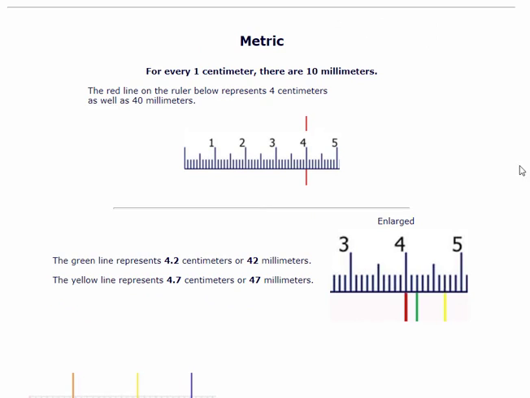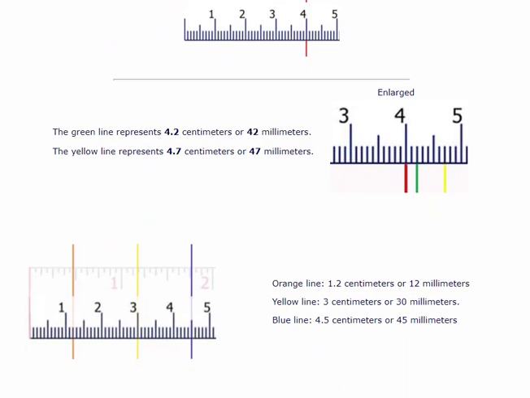Let's move into metric. On this ruler, we can see that the red line marks 4 centimeters. Each centimeter is 10 millimeters, so the red line also represents 40 millimeters. In this example that is enlarged quite a bit, we can see the red line is at 4 centimeters or 40 millimeters. The green line represents 4.2 centimeters or 42 millimeters. The yellow line represents 4.7 centimeters or 47 millimeters.